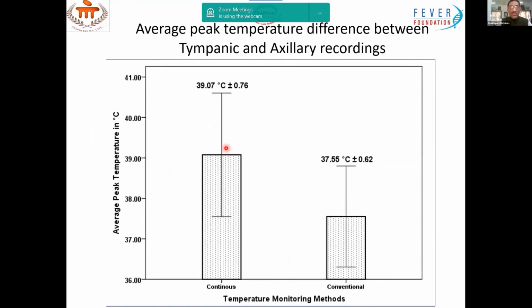In the same study, we also compared the difference between the peak temperature in the tympanic and intermittent recording. You can see that there is nearly about 1.5 degrees centigrade difference between the peak intermittent recording and the peak tympanic recording, confirming the fact that depending upon intermittent recording, or even sublingual recording, may not be appropriate while dealing with patients with a very high degree of temperature.